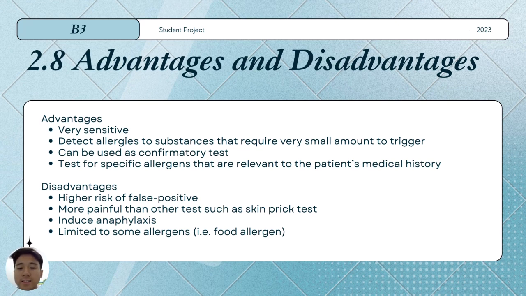And for the advantages, the last one is it can also test for specific allergens that are relevant to the patient's medical history. For the disadvantages, it has a higher risk of false positive, and compared to the skin prick test, it is more painful. If it's done incorrectly, it can induce anaphylaxis. And the last one is that it is limited to some allergens.